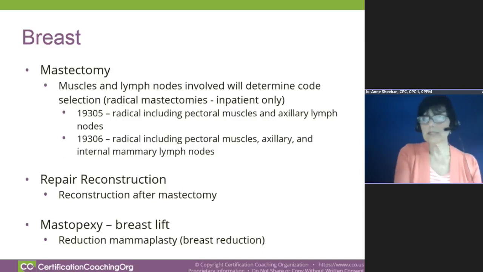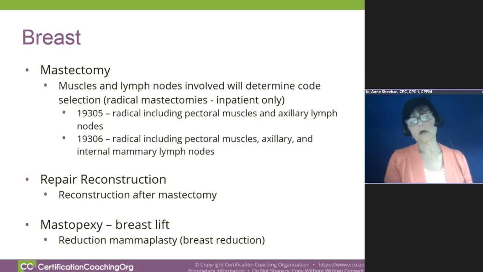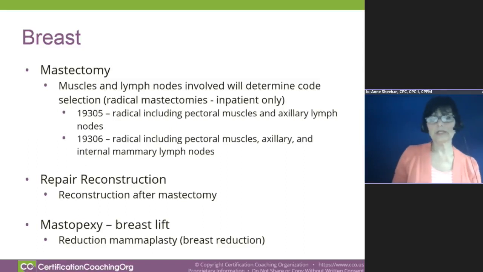And then the mastopexy, which I discussed, the breast lift. Again, depending, it may or may not be paid. My guess is that most often it is not paid, but again, there is a CPT code for it. And then we have the reduction mammoplasty, which is a breast reduction. And again, there's certain criteria that need to be met for a breast reduction. So you want to be sure you understand that when you read the op note and the guidelines to make sure that you're coding properly.